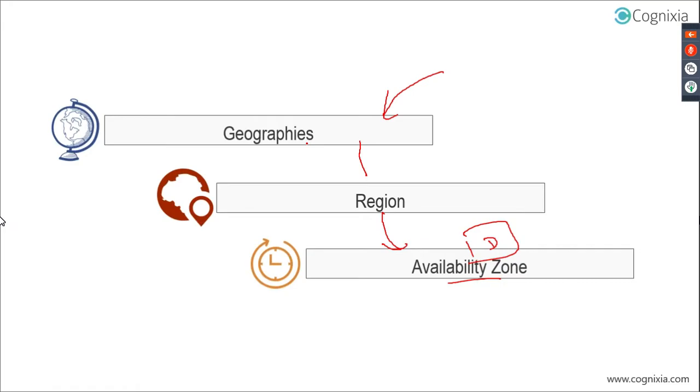So regions are paired with each other in every geography, and you would be able to create one high availability scenario or disaster recovery scenario for your application.